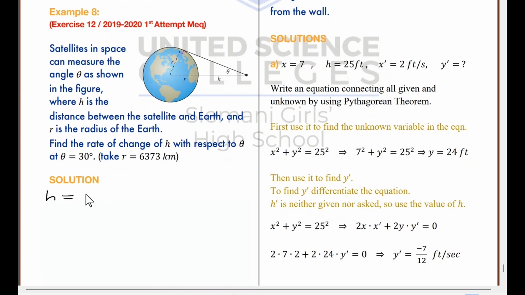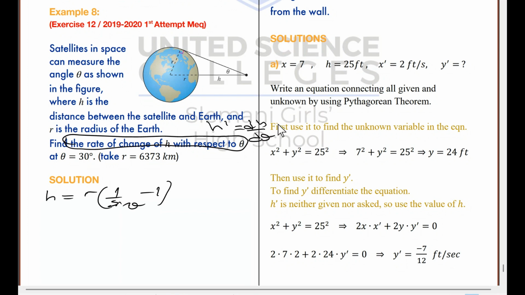The height formula is h equals r times (1 over sine theta minus 1). What is the question talking about? Satellites in space can measure the angle theta as shown in the figure, where h is the distance between the satellite and Earth, and r is the radius of Earth. Find the rate of change of h with respect to theta. So we are looking for the derivative of h with respect to theta, so dh over d theta. That's what we are after. Theta is given as 30 degrees, r is given as this.